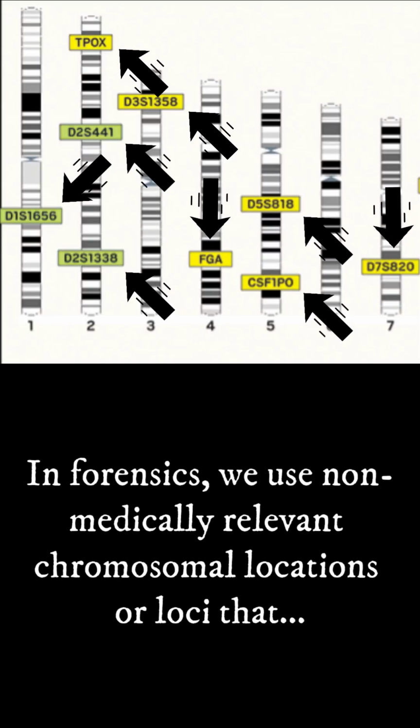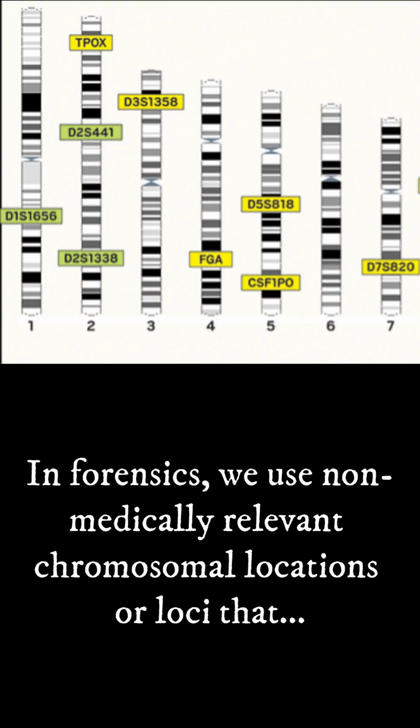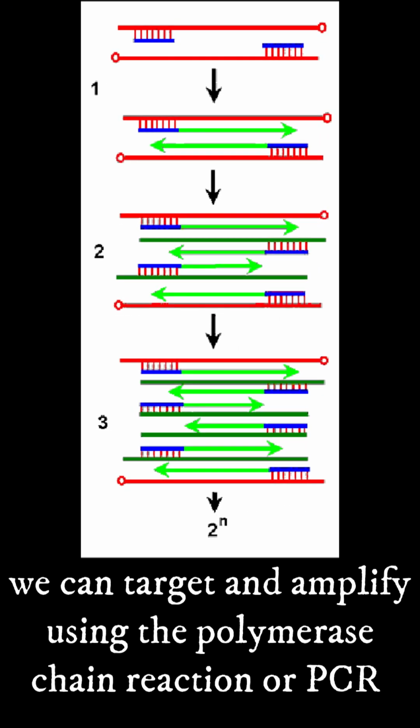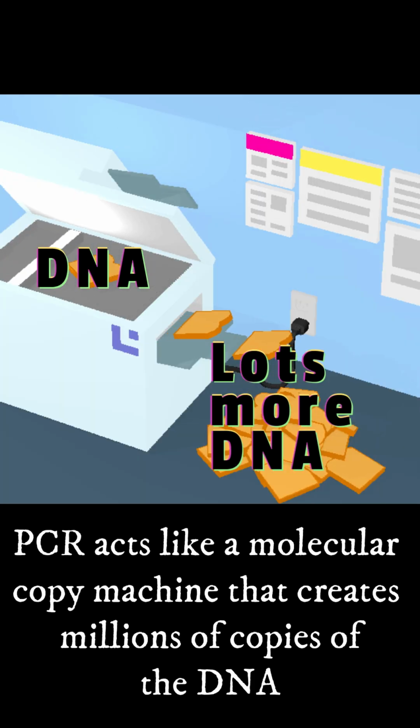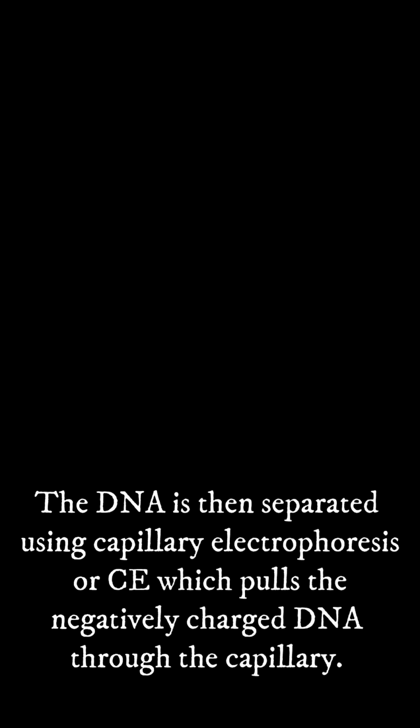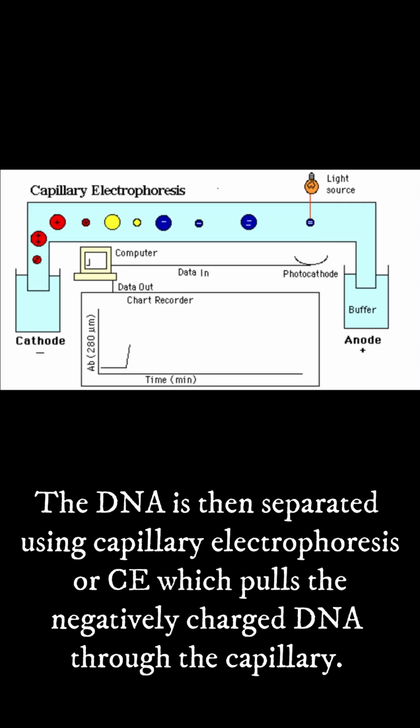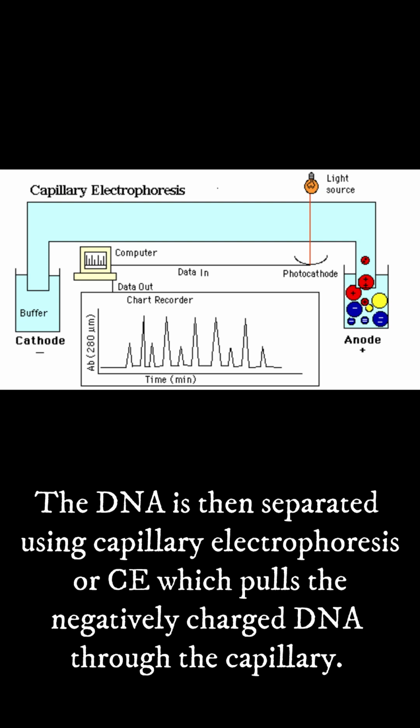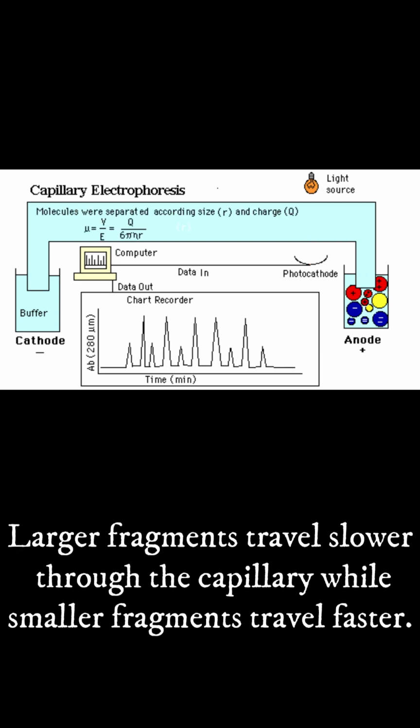In forensics, we use non-medically relevant chromosomal locations, or loci, that can be targeted and amplified using the polymerase chain reaction, or PCR. PCR acts like a molecular copy machine that creates millions of copies of the DNA. The DNA is then separated using capillary electrophoresis, or CE, which pulls the negatively charged DNA through the capillary. Larger fragments travel slower through the capillary, while smaller fragments travel faster.